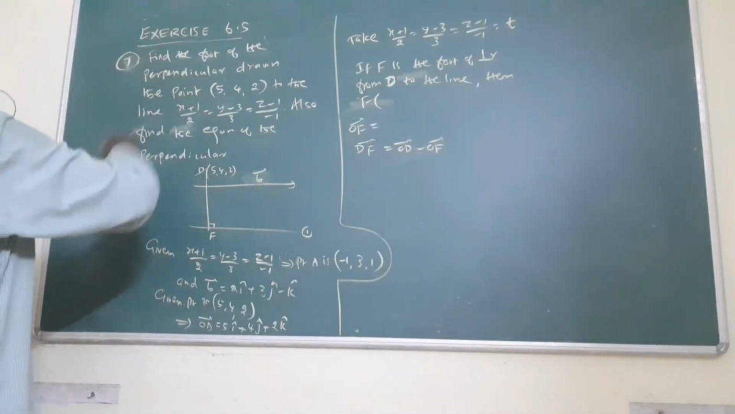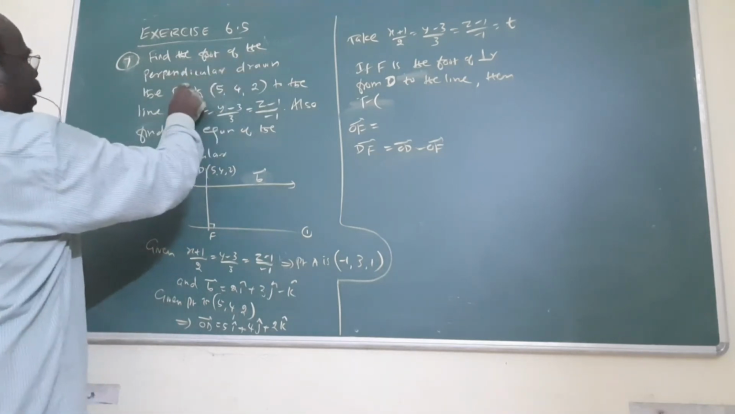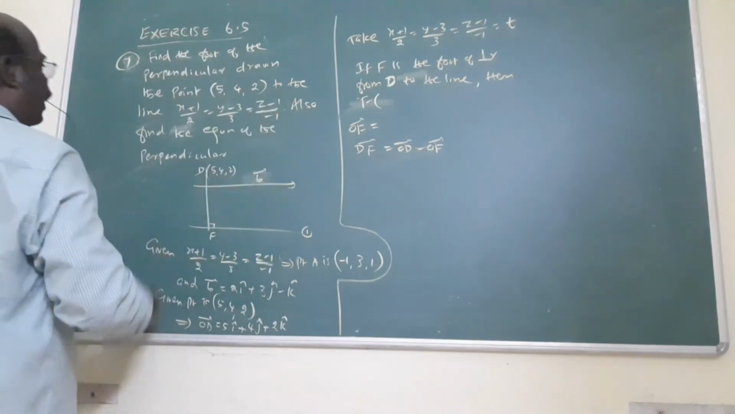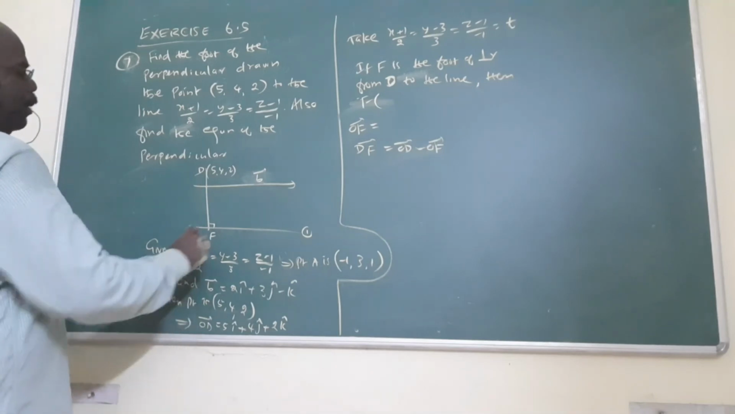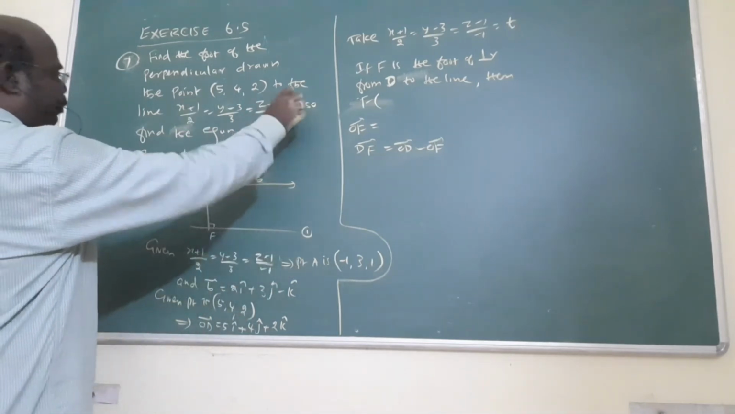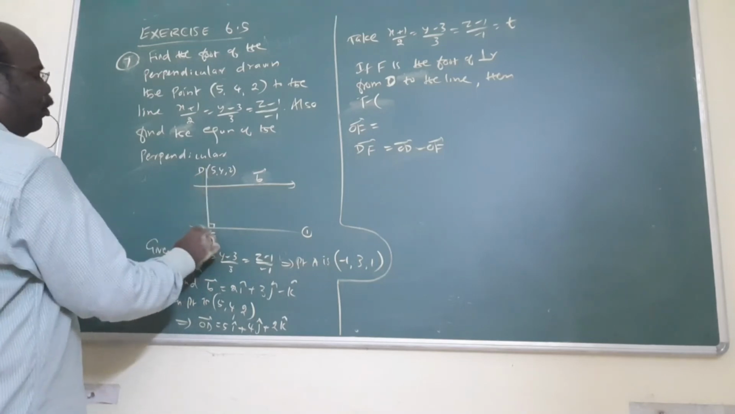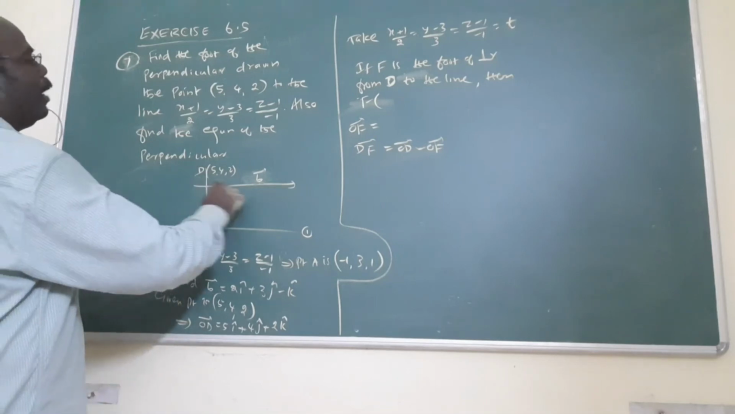This is the last question for this exercise 6.5. Find the foot of the perpendicular drawn from the point (5, 4, 2) to the given line. Also find the equation of the perpendicular. Now, for example, this is the equation. You will find the foot of the perpendicular here from (5, 4, 2). Am I right? This is a parallel vector.